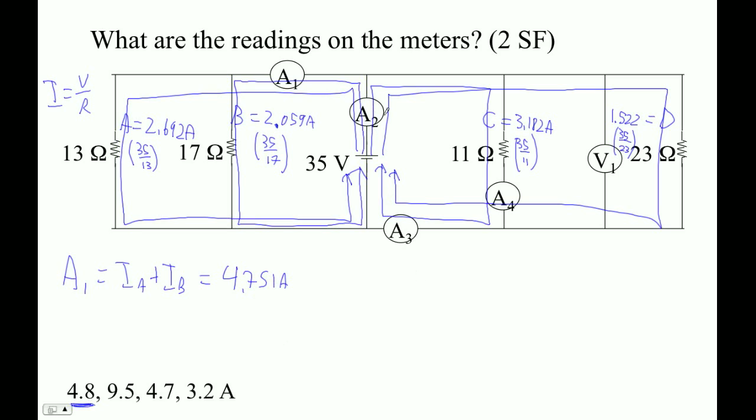Let's see, A2. My gosh, A2 is like at the nexus of it. Every current that goes out of there, right, is going to go through A2. So A2 is going to be IA plus IB plus IC plus ID. Right, so alpha A plus alpha B plus alpha C plus alpha D. That's 9.455.